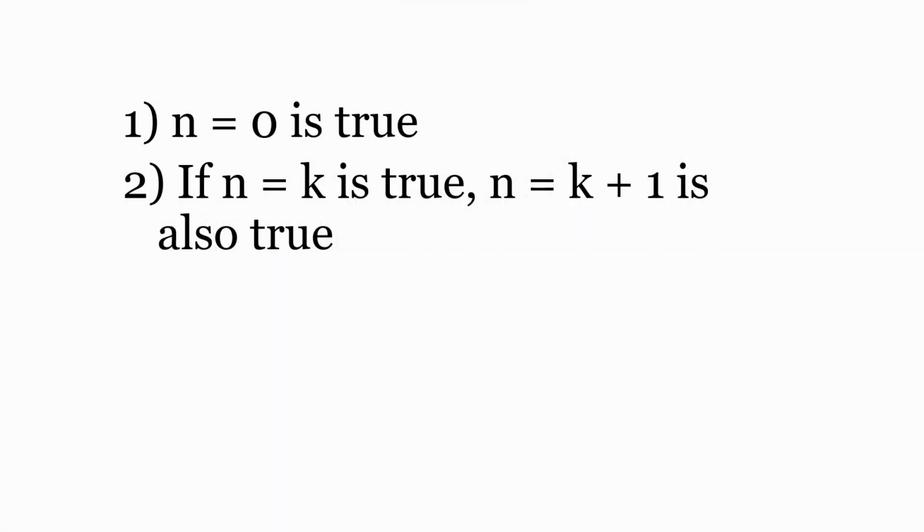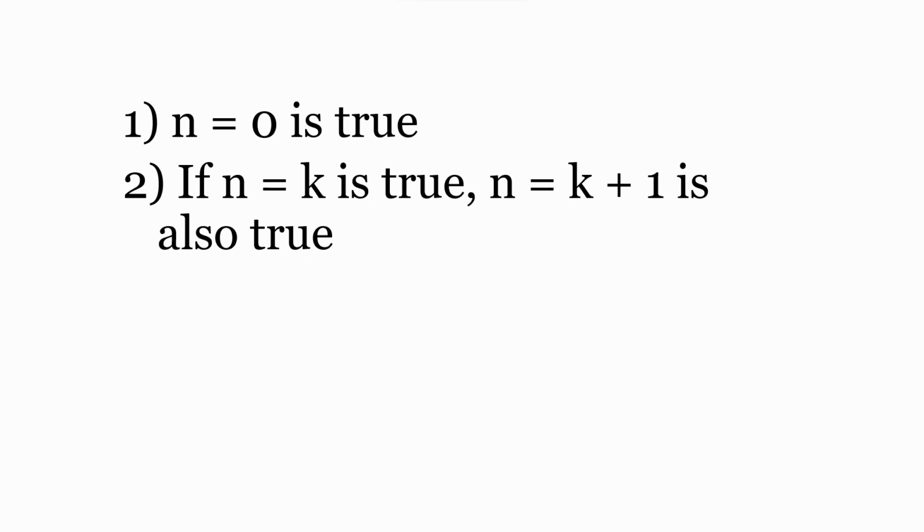Proof by induction works by proving these two statements. The first is proving that a statement must be true for the smallest possible integer values. These are usually the numbers 1 or 0. The second is that if a statement is true for a certain number where n is equal to k, where n is a number being tested and k represents any number that happens to be true, the statement is also true for number k plus 1.